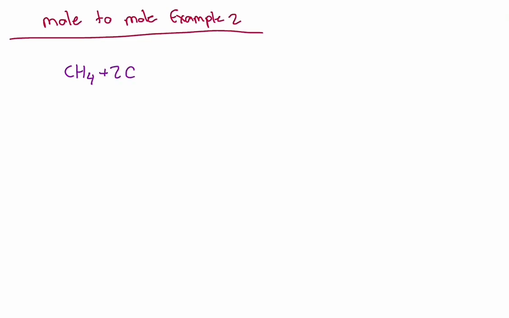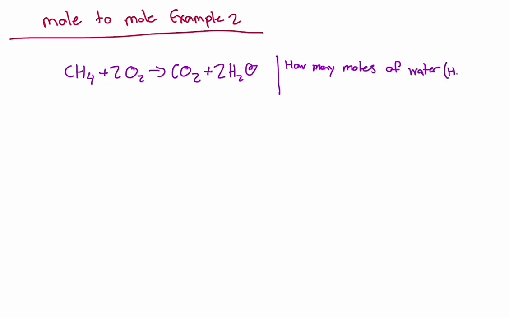Let's look at another mole-to-mole example, the combustion of methane, or CH4. The balanced chemical equation is CH4 plus 2O2 yields CO2 plus 2 H2O. Suppose you have 3 moles of methane, or CH4, and want to find out how many moles of H2O, or water, this will produce. From the equation, we can see that for every 1 mole of CH4, 2 moles of H2O are produced.